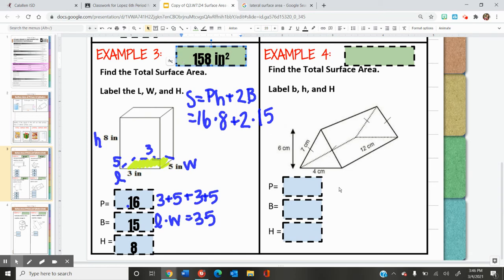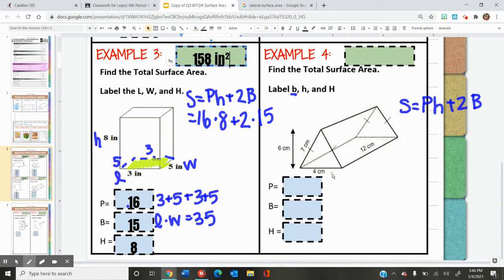Next, we have a triangular prism. So example 4 says find the total surface area. So we're going to have the same formula. This is going to be S, which is surface area, equals pH plus 2B. Now here it says label B, which is the base of my triangle, h, which is the height of my triangle, and then lastly capital H, which is going to be the distance between my base shapes.